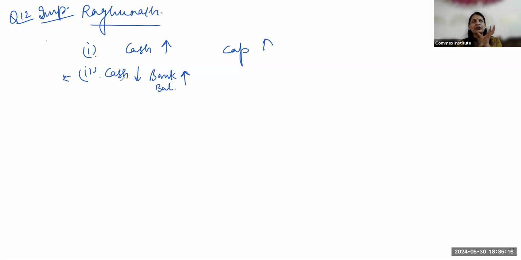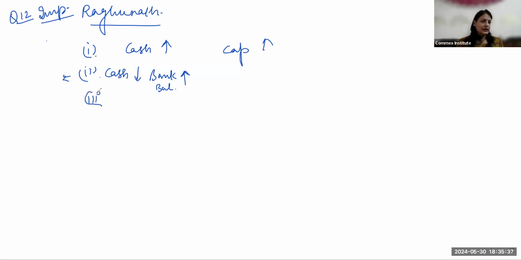So when I withdraw the cash which is lying in my office, I don't want to keep that much amount of hard cash at my office. I take it and put it into my bank account. So that way my cash will decrease and my bank balance will increase. So that is the second transaction.